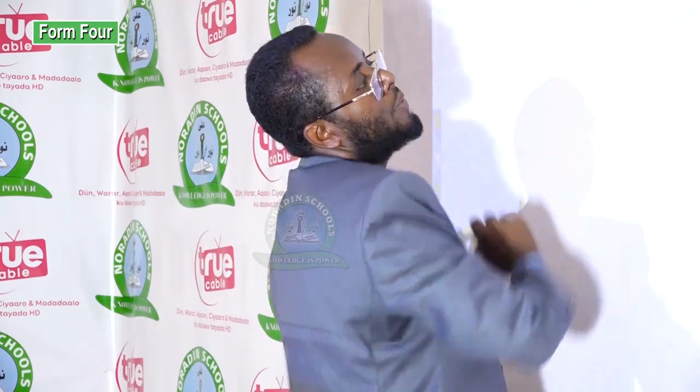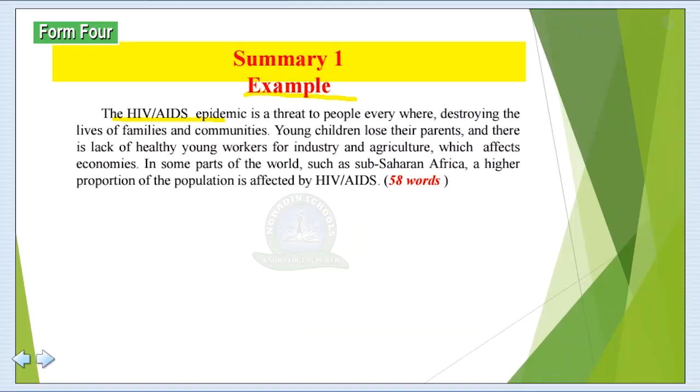The HIV-AIDS epidemic is a threat to people everywhere, destroying the lives of families and communities. Young children lose their parents, and there is a lack of healthy young workers for industry and agriculture, which affects economies in some parts of the world, such as sub-Saharan Africa, which has the highest proportion of the population affected by HIV-AIDS. So this is the summary and the original text.